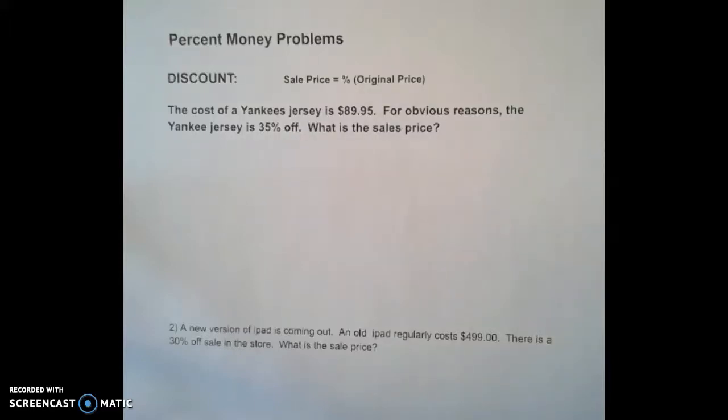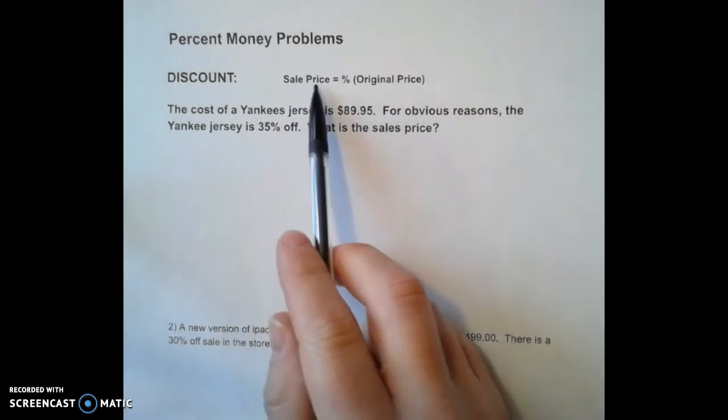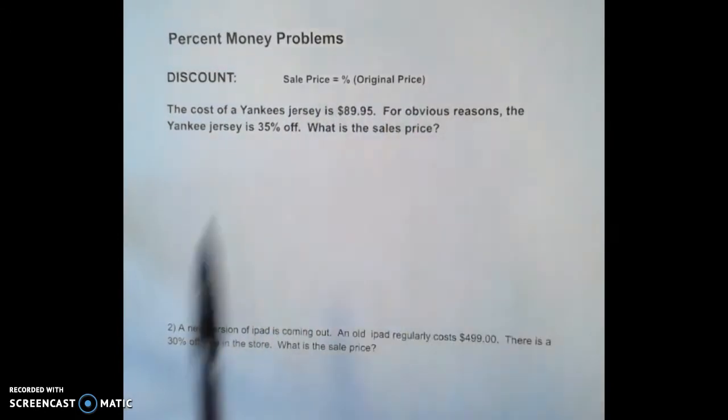The next application of percents is going to involve money problems. We're going to look at a bunch of different situations that involve percents and money. And the first is going to be a discount. In order to calculate a discount, we're going to use the equation sale price equals a percent of the original price.